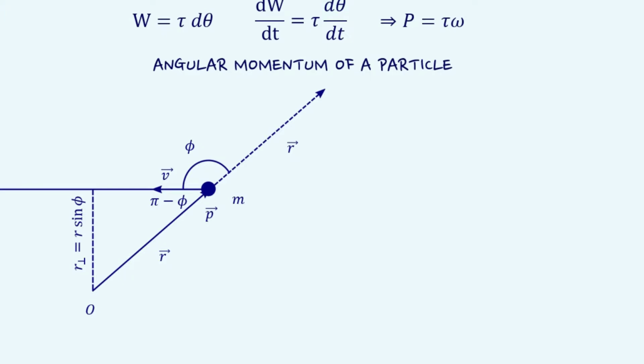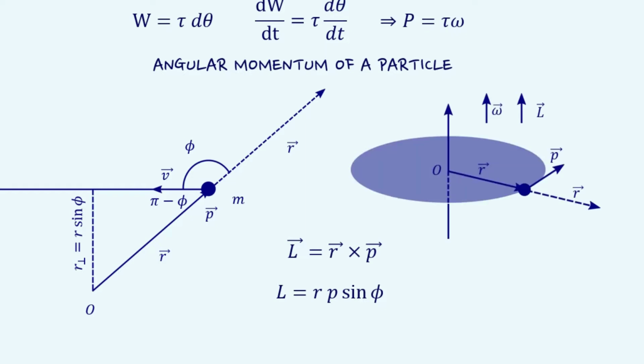Consider a particle of mass m and linear momentum p at a position r relative to origin O. The angular momentum L of the particle with respect to the origin O is defined as L equal to r cross p. The magnitude of angular momentum is L equal to rp sin phi. Like torque, angular momentum is also a vector quantity and its direction is obtained by applying the right hand thumb rule.